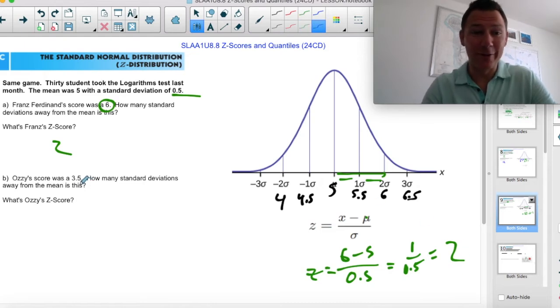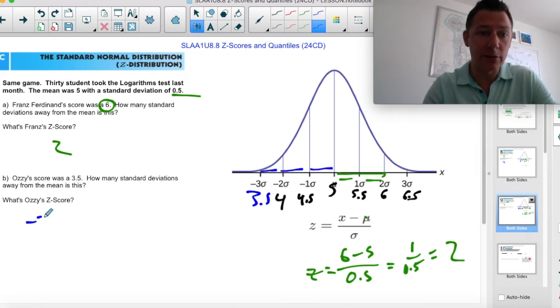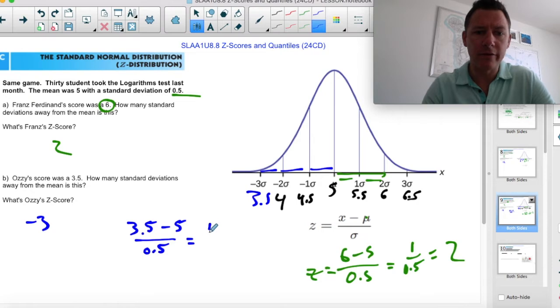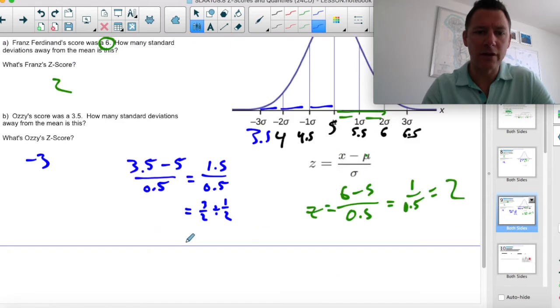So Ozzy's score is 3.5, which is down here. So he is 1, 2, 3 standard deviations below the mean, so -3. If you wanted to do it mathematically, you'd say Ozzy's score minus the mean over the size of the standard deviation. This is -1.5 divided by 0.5. You can throw that in your calculator, or you can turn them into fractions and divide. 1.5 is 3 halves. Half is 1 half. You invert and multiply, so 3 halves times 2 over 1. The 2's cancel out, you're just left with 3. It's negative, sorry, so that's negative 3.